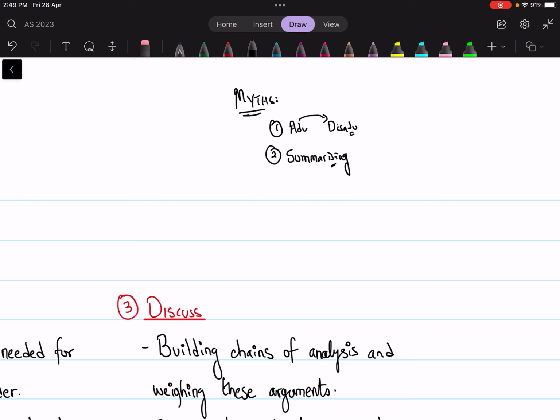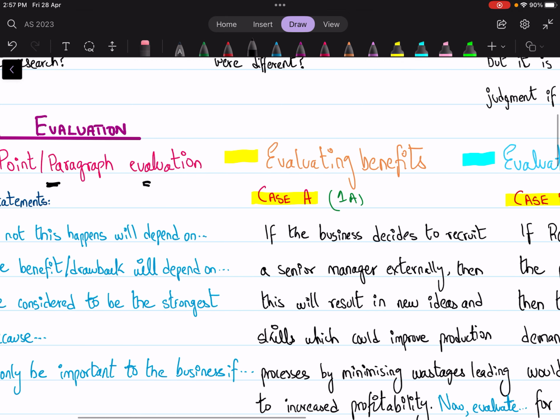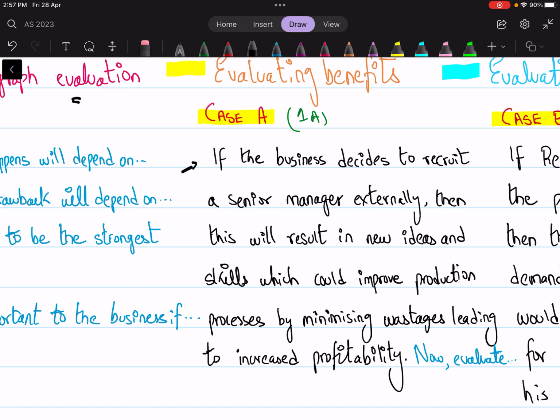And in order to help you with this, I'm going to teach you how to evaluate benefits and how to evaluate drawbacks separately. So, for example, you can see the color coding. Let's say, discuss case 1A and discuss this point and try to evaluate this point as well. We can clearly see that the benefit is if the business decides to recruit a senior manager externally, then this will result in new ideas and skills which could improve production processes by minimizing wastages, leading to increased productivity. You can clearly see a chain of analysis.